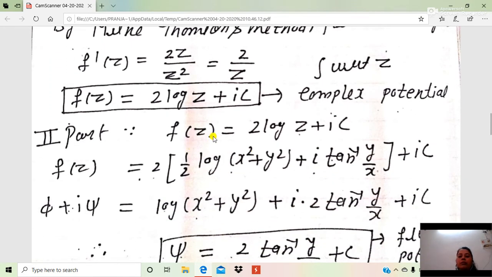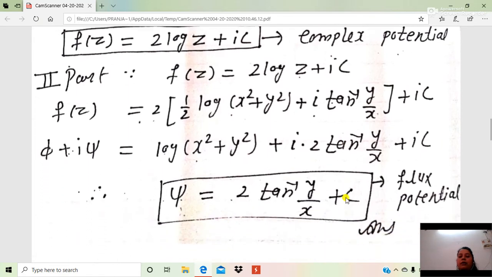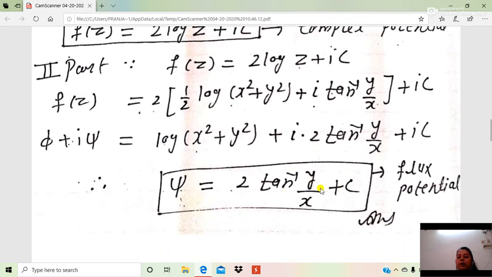Since we have found that f of z is equal to 2 log z plus iC, now we know that z is x plus iy, and log of x plus iy has the separation formula half log of x square plus y square plus i tan inverse y by x. So we place the value of log z, or log of x plus iy, and we have this equation. Now when we open the bracket, we have the real part as log of x square plus y square and the imaginary part as i 2 tan inverse y by x plus iC. So the imaginary part psi will be 2 tan inverse y by x plus c.